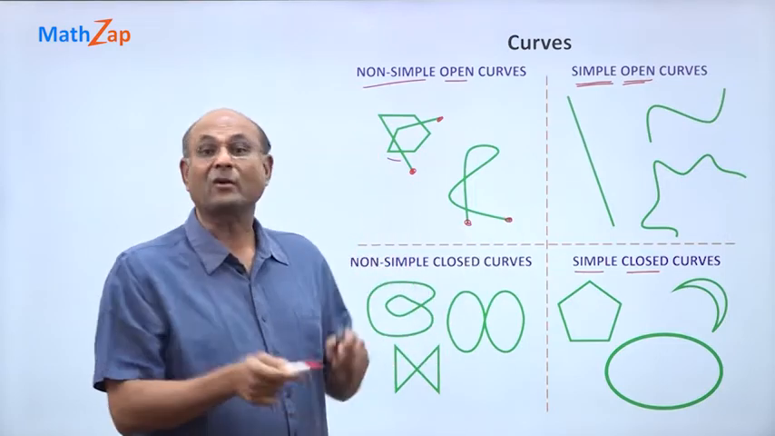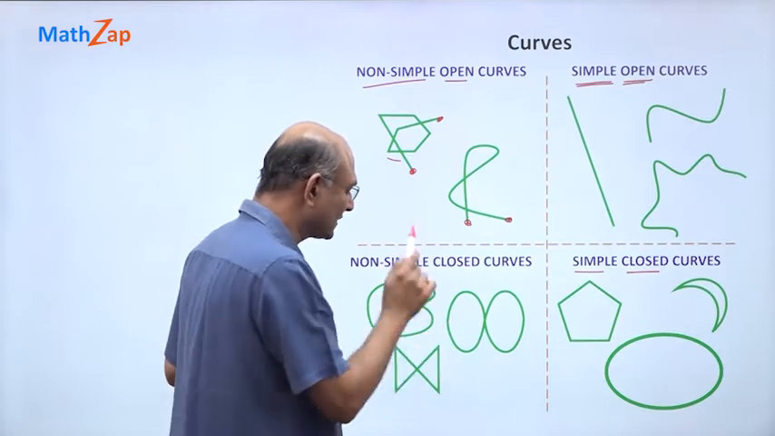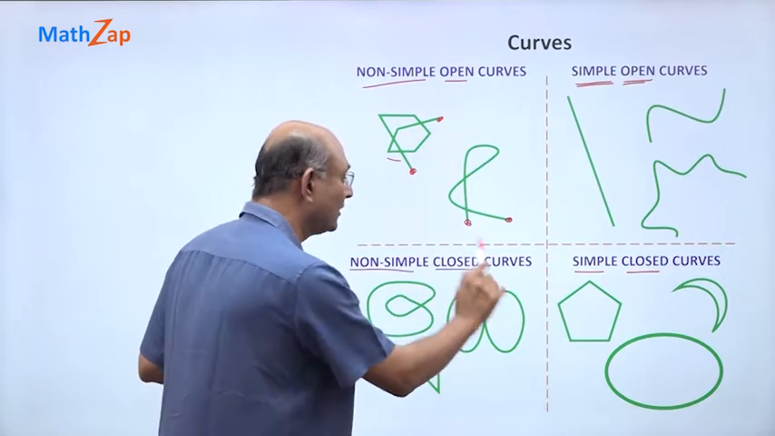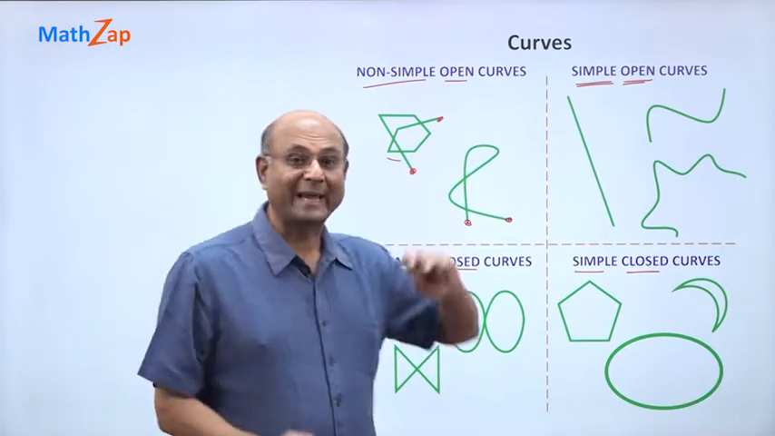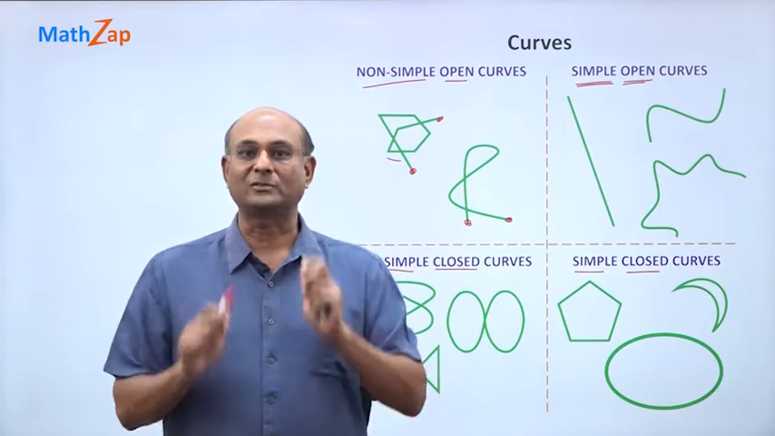These curves are closed curves. You can see that they are closed curves, right? But they are also intersecting. So therefore, they are non-simple closed curves. I hope the categories open, closed, simple, non-simple you have understood clearly.